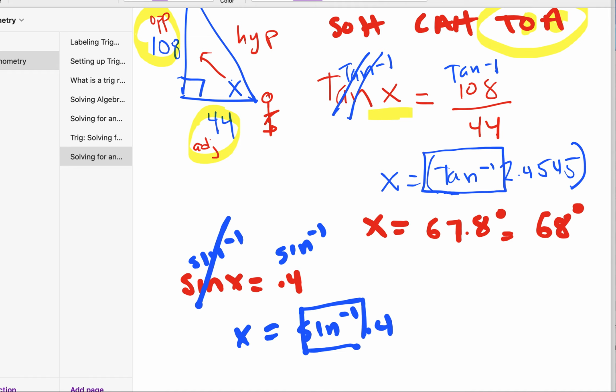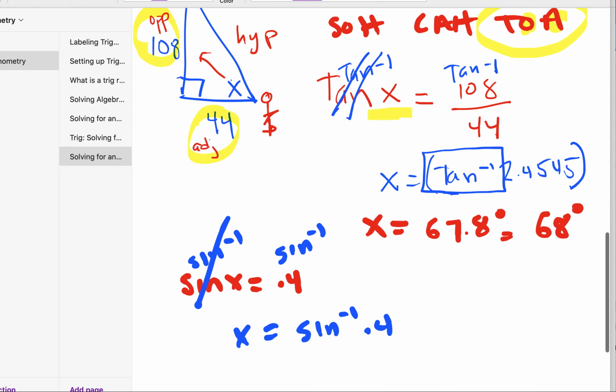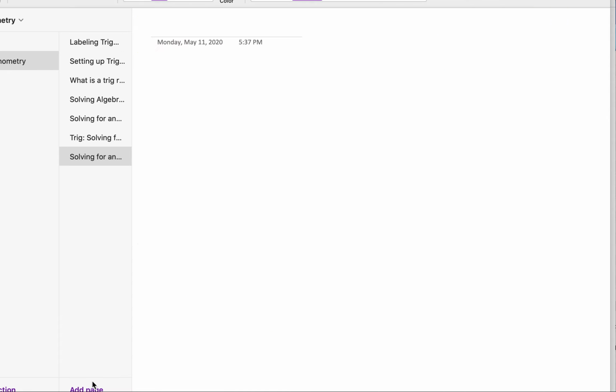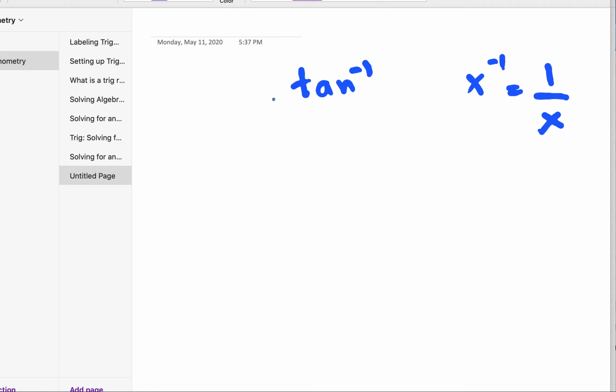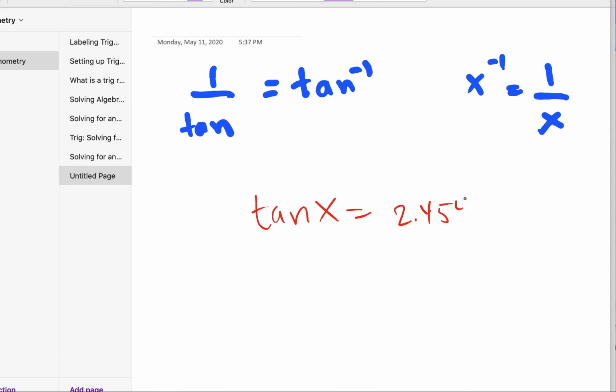So when we want to separate sine, cosine, or tangent from the variable, we use the inverse button. And one of the reasons for this is the following. Inverse tangent or sine or cosine are using a -1 power. So what we learned was when we have an x to the -1, it's the same as 1 over x. So tangent to the -1 really is the same as 1 over tangent. So what we're essentially doing here is we're taking tangent of x equals whatever number, 2.4545, and we're multiplying it by 1 over tangent when we do the inverse.